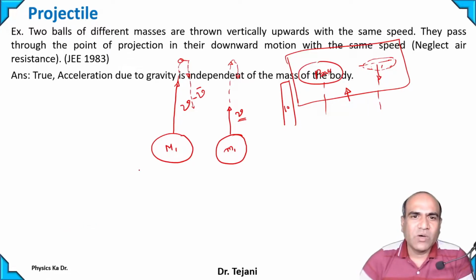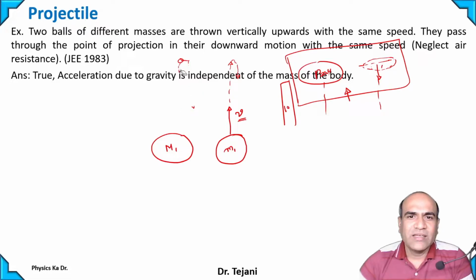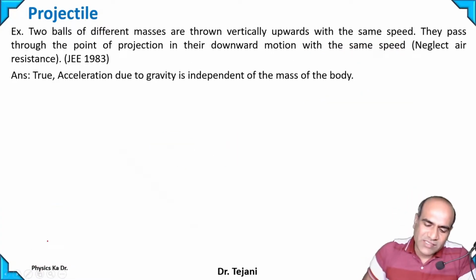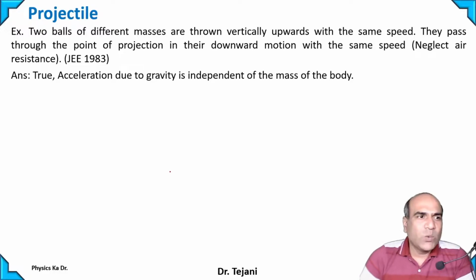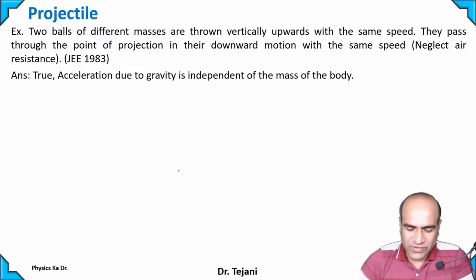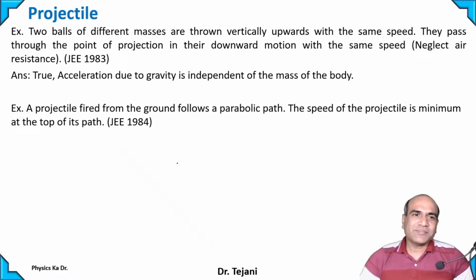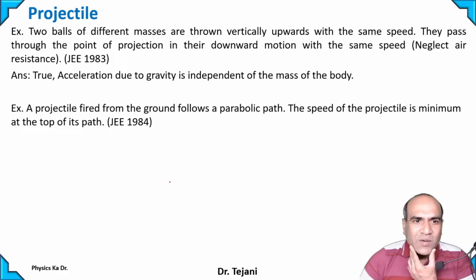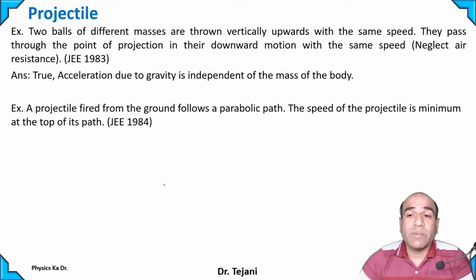So it is true, because acceleration due to gravity is independent of the mass of the body. It depends only on gravitational acceleration. So all the bodies have equal acceleration and there is no difference. So this is one. Second is: a projectile fired from the ground follows a parabolic path. The speed of the projectile is minimum at the top of its path.